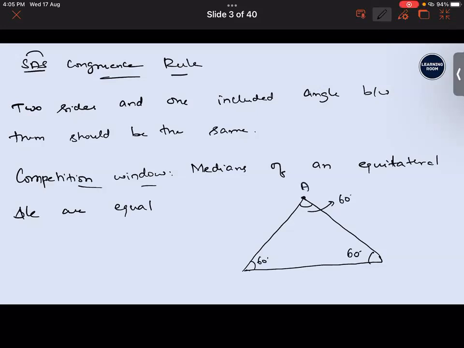Do you know what a median is? Median is not altitude. From a vertex to the opposite base, if you draw a line, and that line divides the opposite side in equal ratio, that is 1:1, so if this side is a by 2, this part is also a by 2, meaning BD and DC are a by 2 each, then this line is called a median.